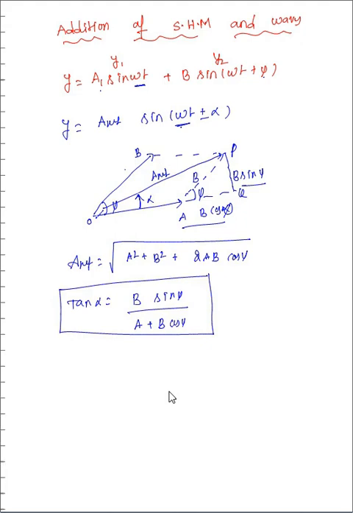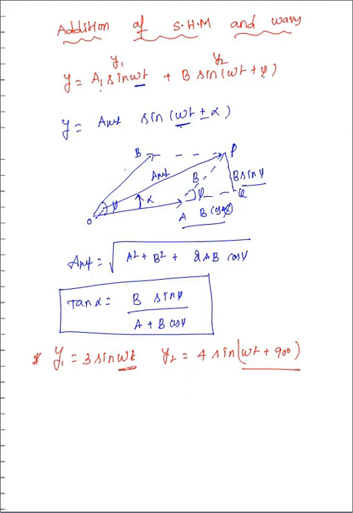Fine, let me take one numerical for better understanding. In the numerical, they have given y1 equal to 3 sin omega t, and y2 equal to 4 sin(omega t plus 90 degrees). If you observe clearly, we have to first check whose phase is smaller. Here it is omega t, and there it is omega t plus something. It is very clear that y1 has the smaller phase, so you take it as the reference one.